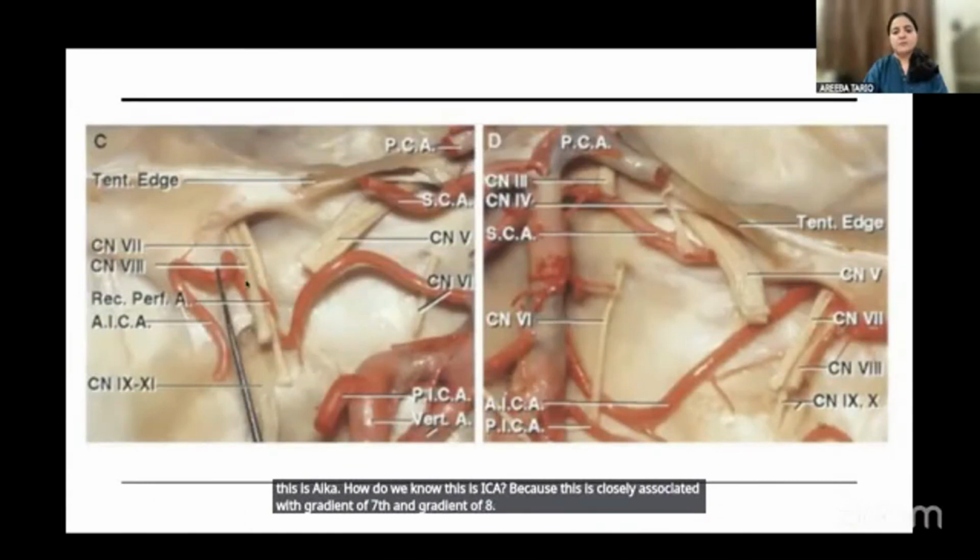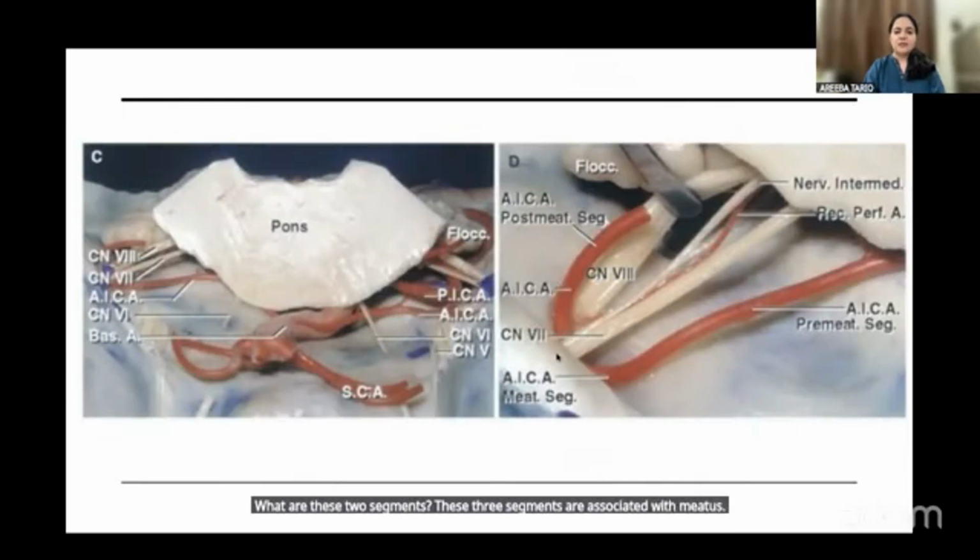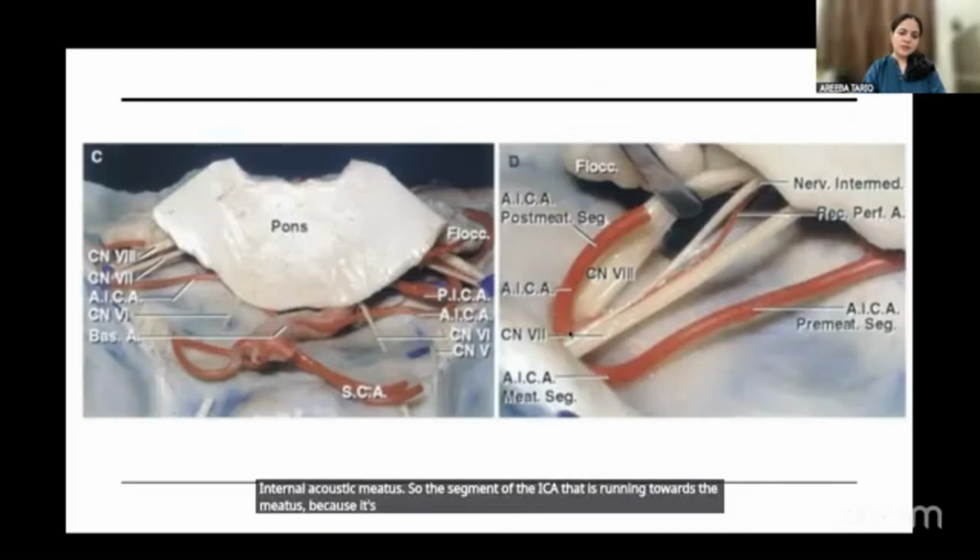Now, sometimes this ICA is further divided into 3 segments as well. What are these 3 segments? These 3 segments are associated with meatus, internal acoustic meatus. So the segment of the ICA that is running towards the meatus, because it's going to go towards the meatus, is going to loop around it, and then it's going to supply the surface of the cerebellum.